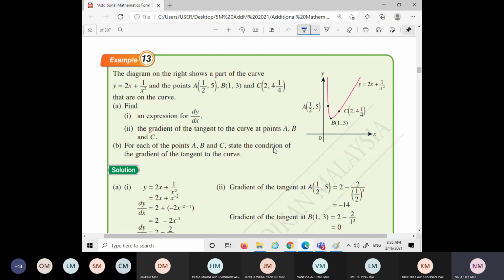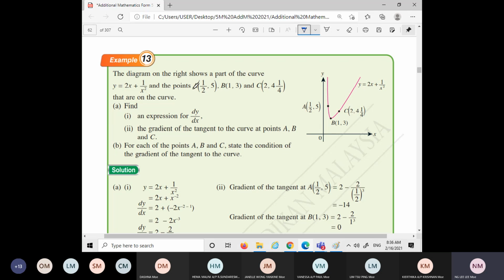Okay, example 13. Now we see how we do these questions. The diagram on the right shows parts of a curve, y equals 2x plus 1 over x squared. There are three points, point A, point B, and point C, on the curve. Find an expression for dy/dx. So you have to differentiate this.